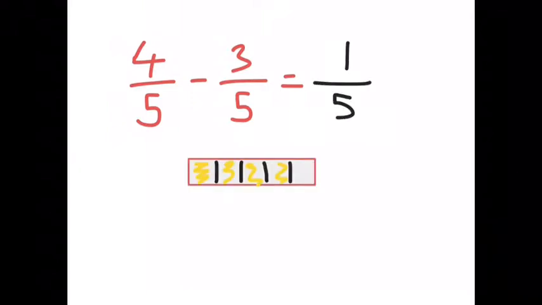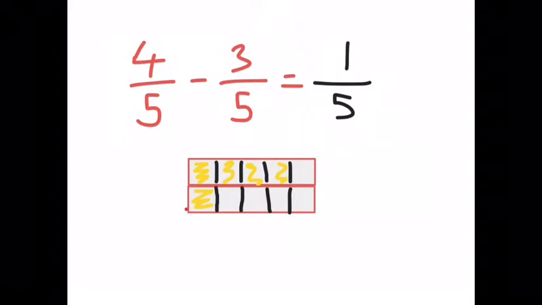How do we know that it definitely equals 1/5? Well, let's have a look at this bar model here. In this bar model, or if you imagine it's a chocolate bar, we've got 4 of the 5 pieces. We've got 4/5, and we're going to take 3 of those pieces away. So our bar model, or chocolate bar, will look a bit more like this, where you can see that I've lost 3/5 of my chocolate bar, and I'm left with only 1/5.